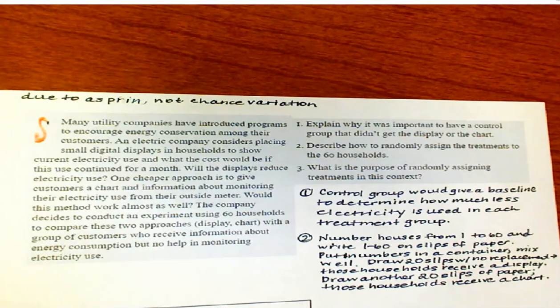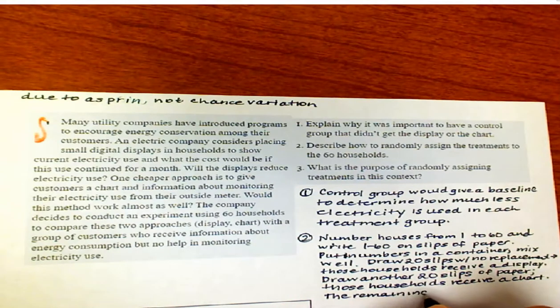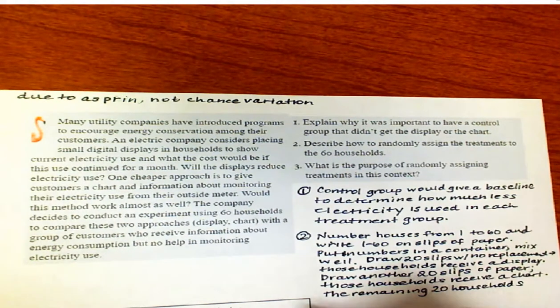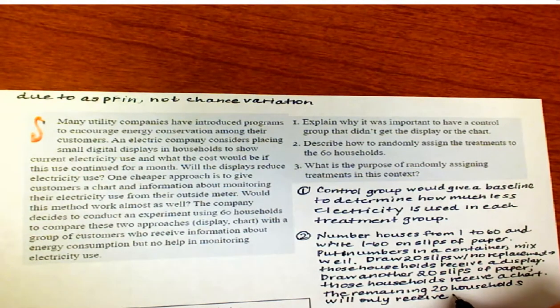The remaining 20 households will only receive information about energy consumption.